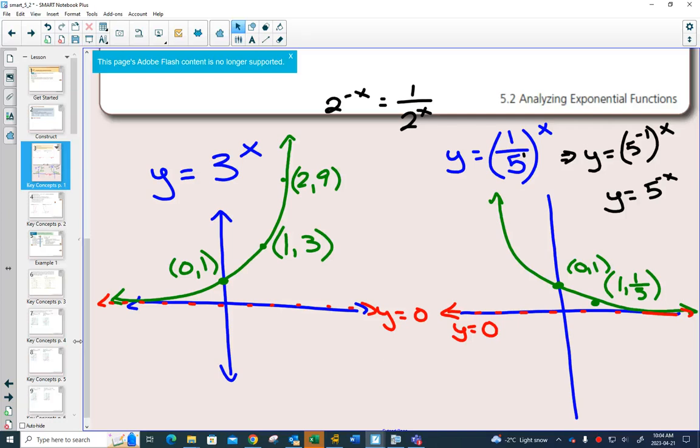Some actual examples. There's an example of 3 to the x. I labeled 3 points. You only need to label 2 points, (0, 1) and (1, 3), but if you want to label more, that's perfectly fine. And we find out if the base is bigger than 1, your graph is going to be increasing. If your base is a fraction between 0 and 1, then it's going to be decreasing.